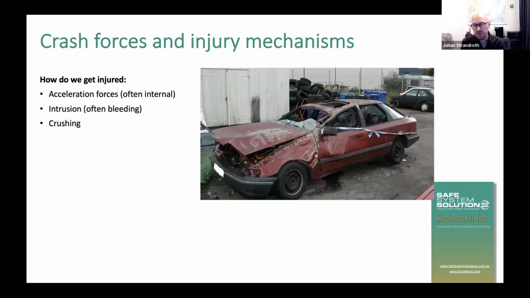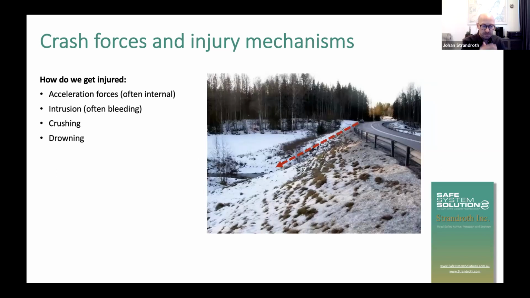You can also see it when people get run over by trucks, and you just get crushed under a massive force, be it that you're rolling over or be it that you're actually stuck under a vehicle or something like that.